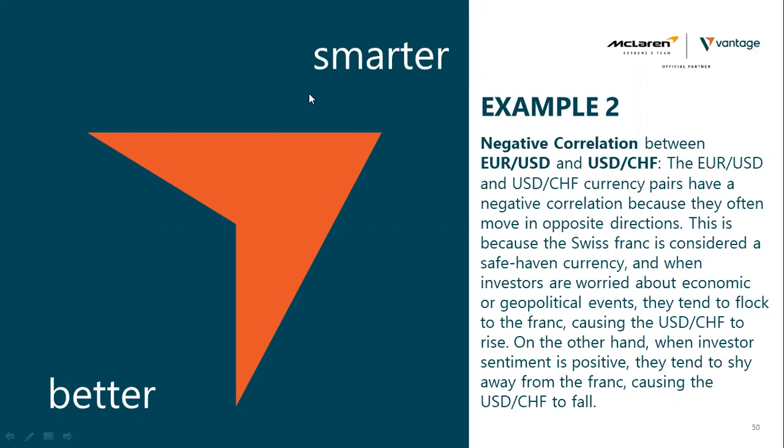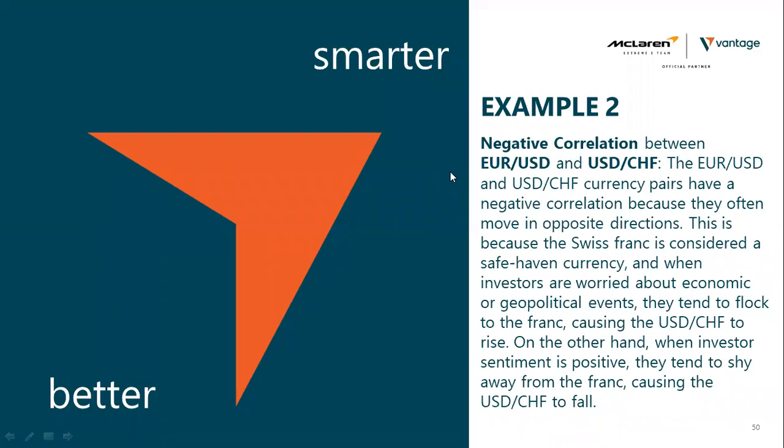You say at the same time? Not necessarily at the same time. If you are buying Euro USD, you don't necessarily have to sell USD CHF at the same time, but you know that Euro USD is going to buy, and USD CHF is going to sell.